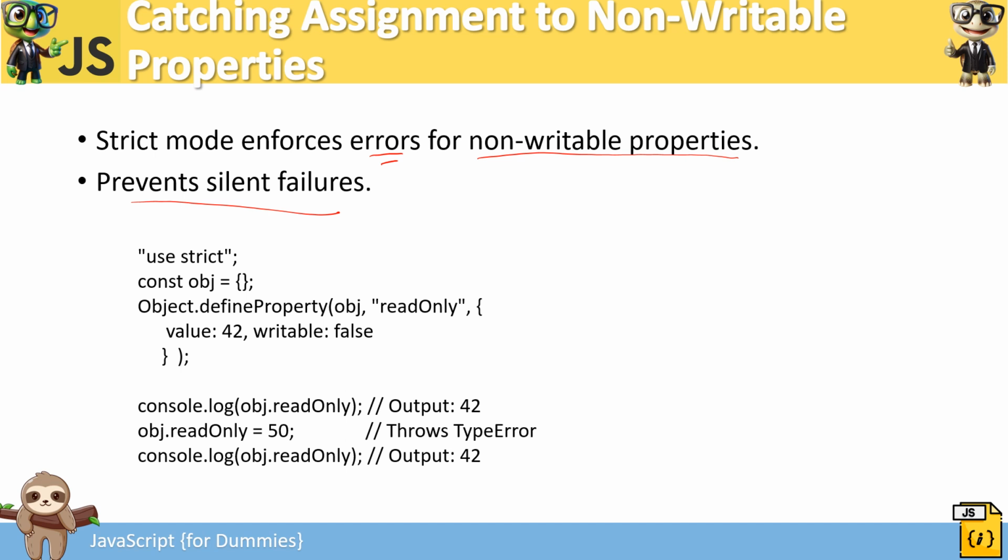So for example, if you use strict, then you create a constant object, an empty object, then you define object.defineProperty for this read-only, value 42, writable becomes false. Now if you try to change that value, it will throw an exception. Because we have defined it as read-only, with writable set to false, you cannot change this value. This will generate an error for us. That's another major advantage of using strict mode.